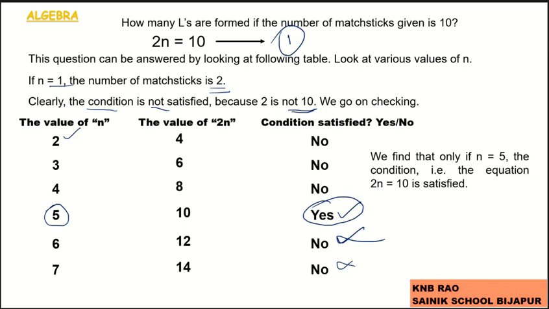It implies that for any value of n other than 5, the equation is not satisfied. Thus, n equals 5 is called the solution. You will come to know the meaning of solution in this session after some more slides. Let us look at another equation.